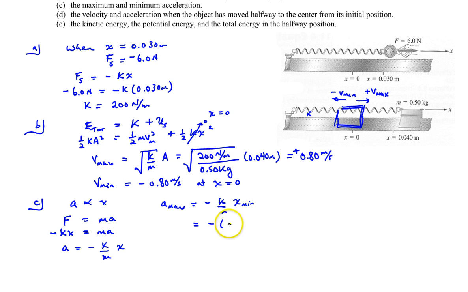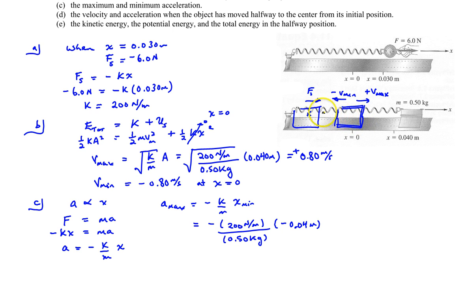So we're going to have the negative of the spring constant, which is 200 newtons per meter, over the mass, which is 0.5 kilograms, and the displacement is going to be negative 0.04 meters. Now, that's going to be occurring when the object is over here. We're going to have that spring force pushing it to the right, trying to restore it back to the equilibrium, which is over here.